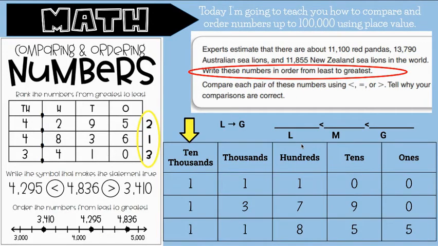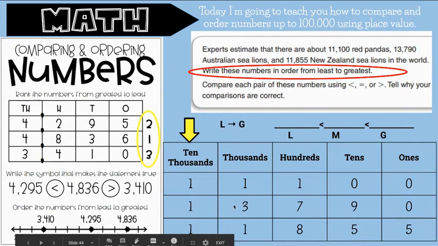Okay, mathematicians, did you figure it out? I hope that you went to your thousands next and saw that you have two numbers that are at 1,000 each, but you have one that's 3,000. And if you have 3,000, that is greater than 1,000. So this middle 13,790 that describes the Australian sea lions is actually your greatest number. So you have figured that one out so far. So I've crossed my middle one out.